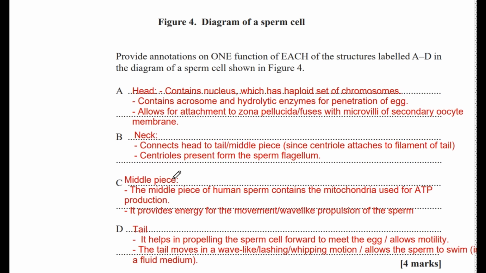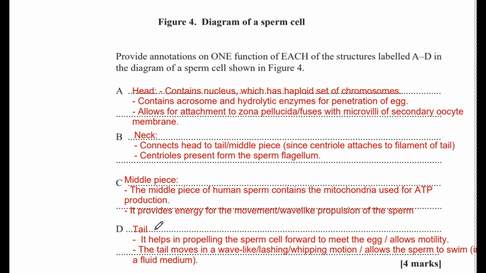The middle piece, you can think of it as the body of the sperm cell. So this is actually where you'd find most of your mitochondria. The mitochondria, as you know, is to produce ATP, right? And what happens here is that the middle piece provides the actual energy that allows for the movement, the wave-like propulsion of the sperm, so it can swim through the uterus, through the fallopian tubes until it meets the secondary oocyte for fertilization to occur. So the middle piece, you can think of it as the engine that allows it to move.